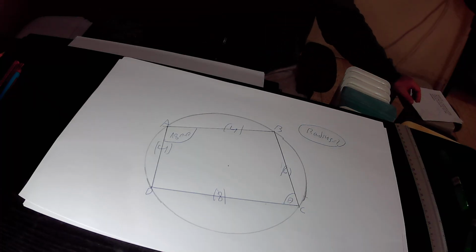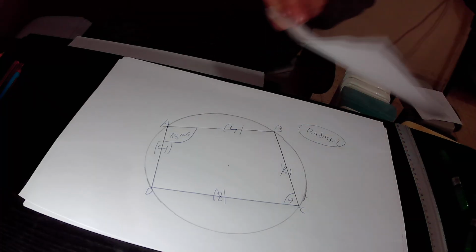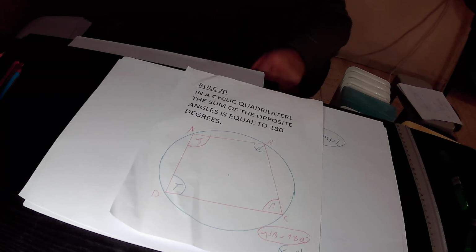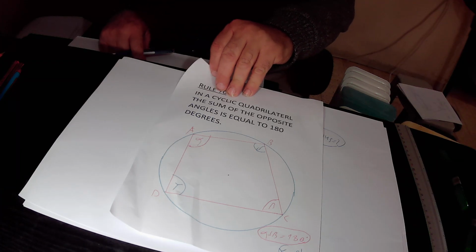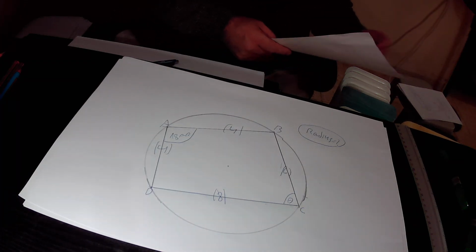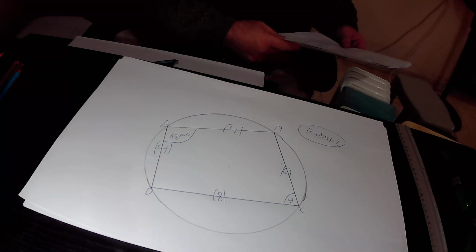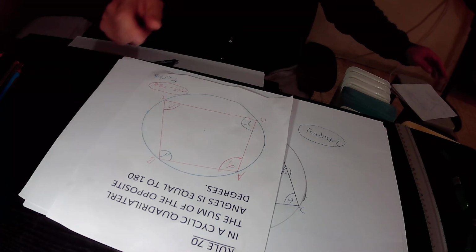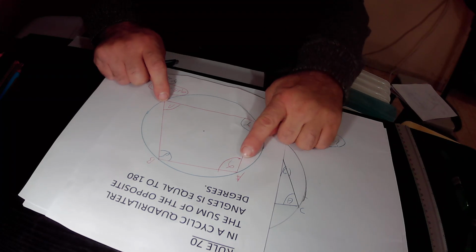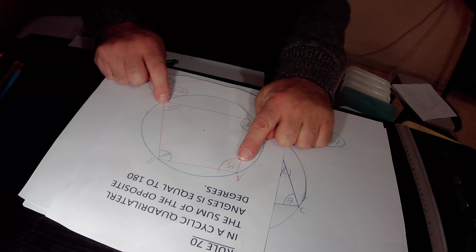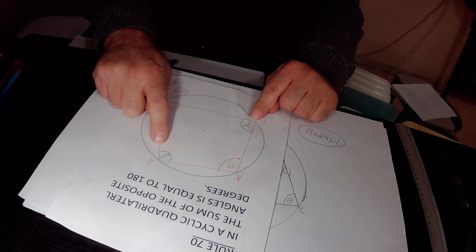So if we click on Rule 70, according to Rule 70, in a cyclic quadrilateral, the sum of the opposite angles is equal to 180 degrees. That is to say, here the sum of those two opposite angles is equal to 180 degrees, that is, alpha plus beta equals 180 degrees. Likewise, the sum of those two opposite angles is also 180 degrees, that is, gamma plus delta equals 180 degrees.